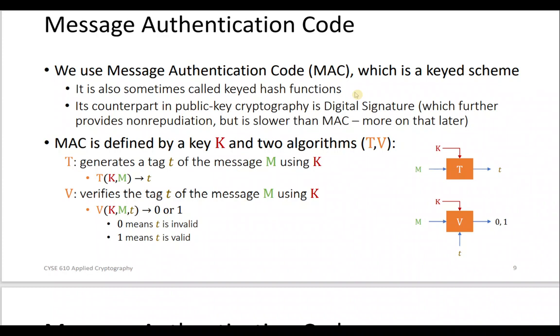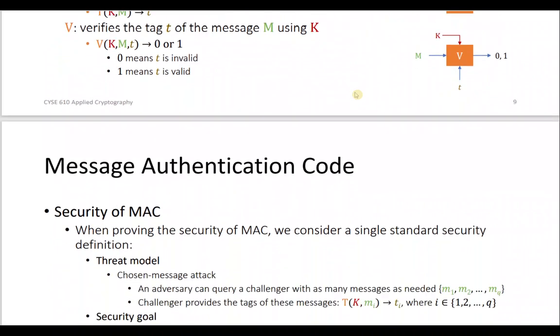So the MAC consists of two algorithms. The T, which generates a tag using the key and the message. So the inputs of the tag function are a key and the message. And the V function, which verifies the key, message, and the tag. So does the tag belong to this message given the key? It will verify: if the tag is valid, then it will output a 1, otherwise a 0. So the difference between this and the previous hash function is just the key. When we verify the tag given the secret key, in this way we preserve integrity.